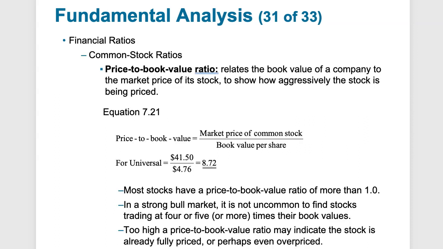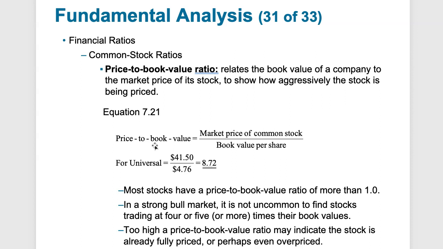Now, if we look at the price to book value ratio, here we're going to relate the book value of the company to the stock price and see how aggressively the stock price is being traded. So we put the stock price on top, the book value on the bottom, and we see what multiple the stock price is to the book value. Most stocks are going to have a price to book value greater than 1. In a very strong bull market, you may see the stock trading at 4 or 5 times the book value.